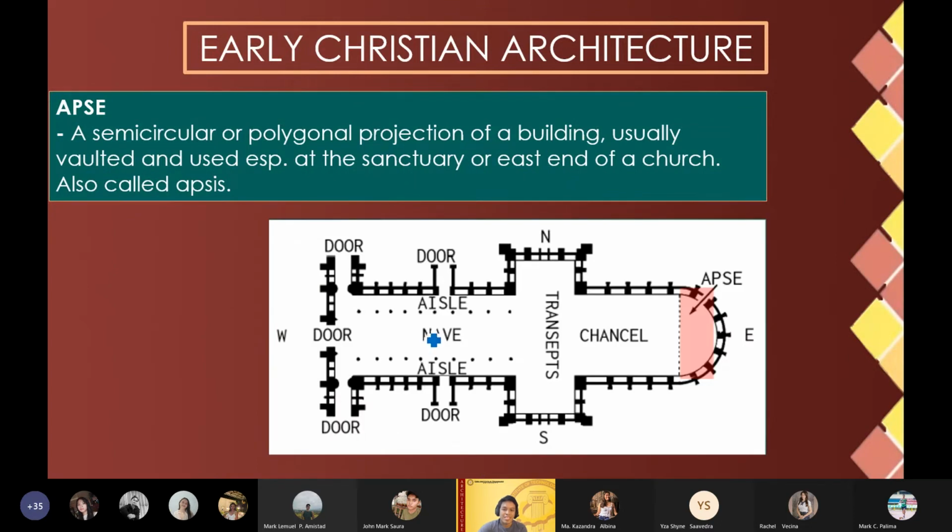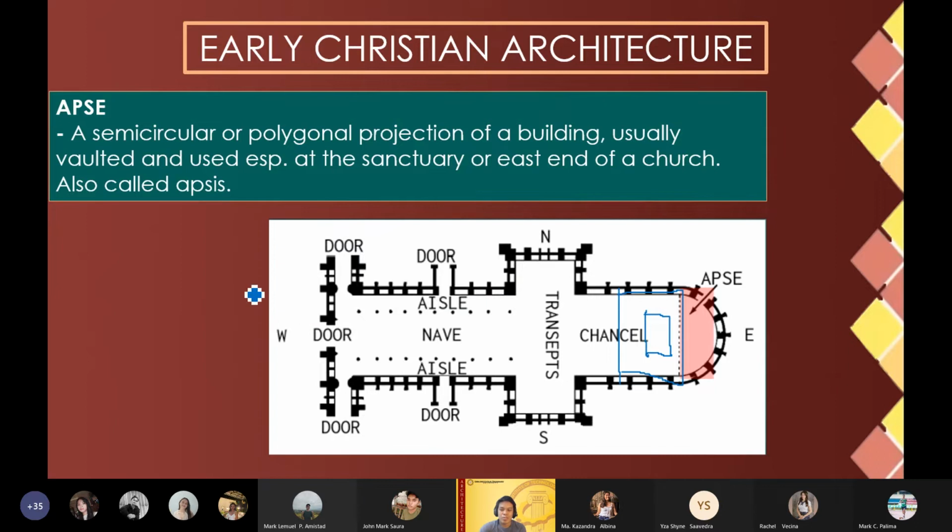Another example for the apse. Again, in its form, this one here is the apse. Your altar or the sanctuary area, your altar table here, this is the sanctuary. Behind the sanctuary is the apse. So sir, what are W, S, N, E? West, east, north, and south.